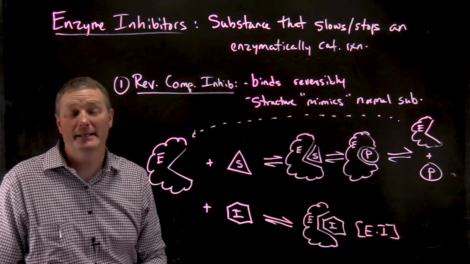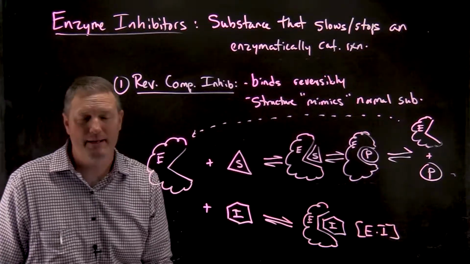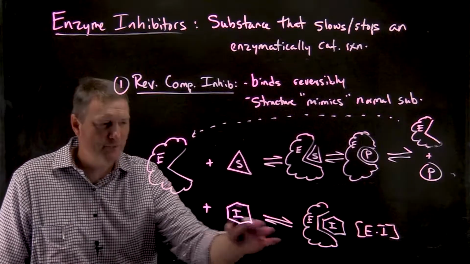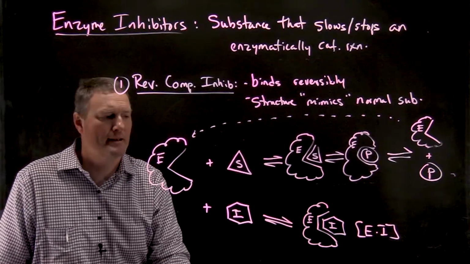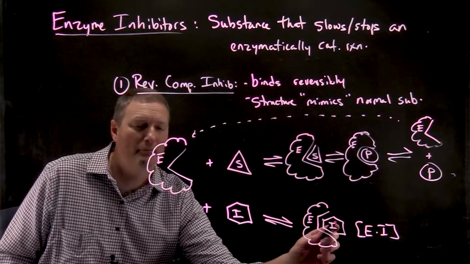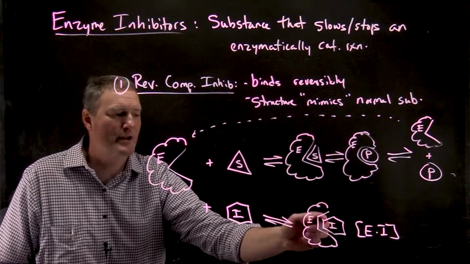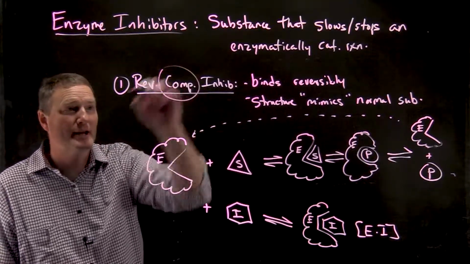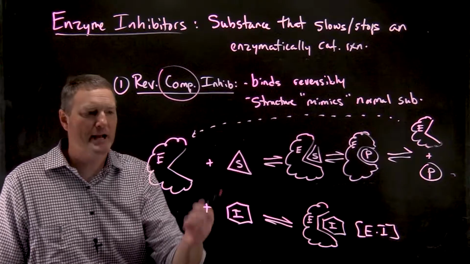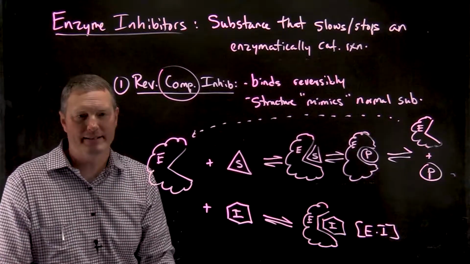If this binding is really tight, or the affinity of the inhibitor for the enzyme is tighter than the substrate, it essentially diverts the enzyme into this dead end. Notice that the inhibitor can't be converted to product, and it's preventing substrate from getting into the enzyme's active site. That's why this is called a competitive inhibitor. It's competing with the substrate for the active site of the enzyme.